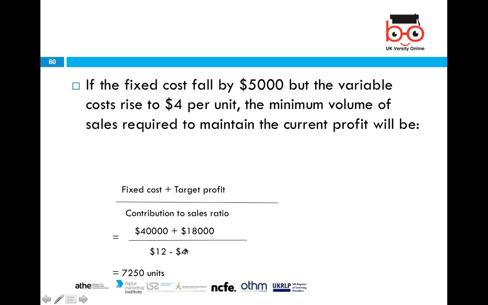And again, if you change the variable cost, before it was $3, now it's $4 per unit. If the fixed cost falls by 5,000, so it was 45,000 before, now 40,000, and the variable cost rises. So we reduce the fixed cost and increase the variable cost, and what will be the unit outcome? That will be a good unit figure: 7,250 units should be the margin of safety. That's the increased units.